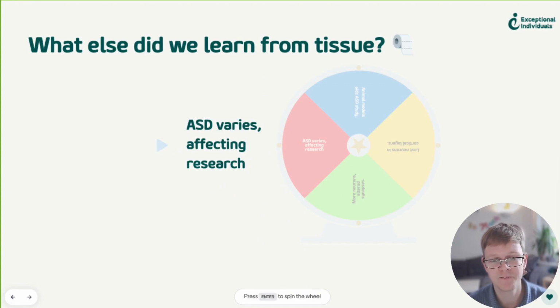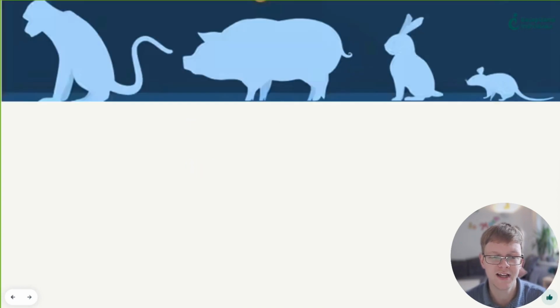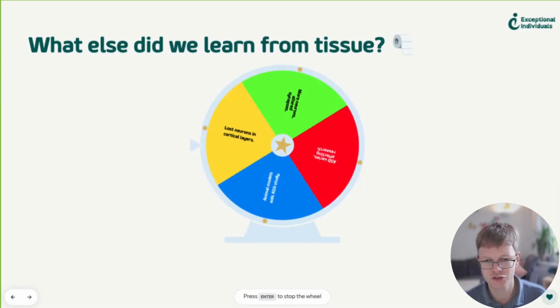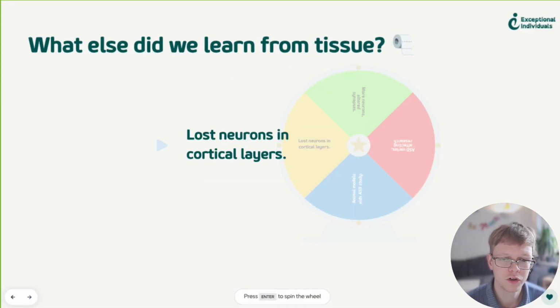ASD varies, affecting research. This is one of the bottlenecks. While we will find some consistent patterns across the spectrum, honestly, the results are not conclusive because some people have something, another will have another thing. There isn't enough concrete evidence which is consistent amongst enough people in order to make some really strong conclusions. Lost neurons, and there was probably another thing, but the spinny wheel may never land on it.